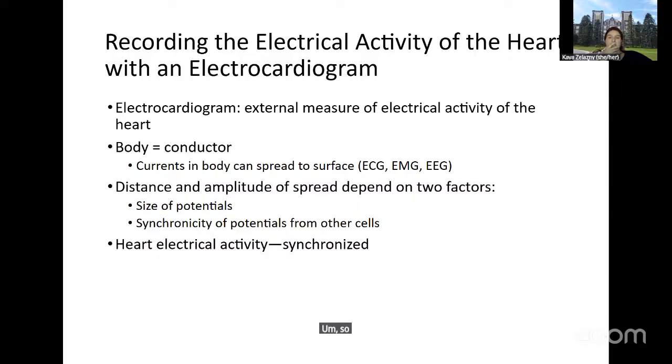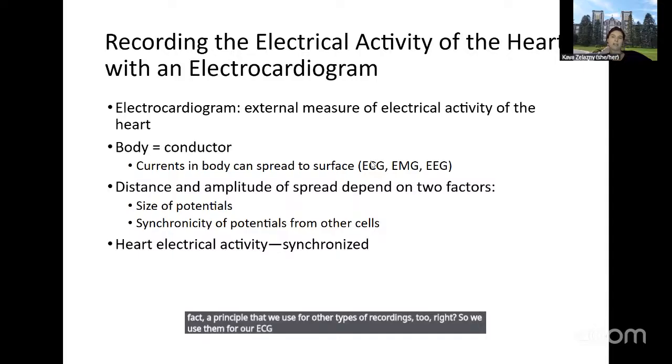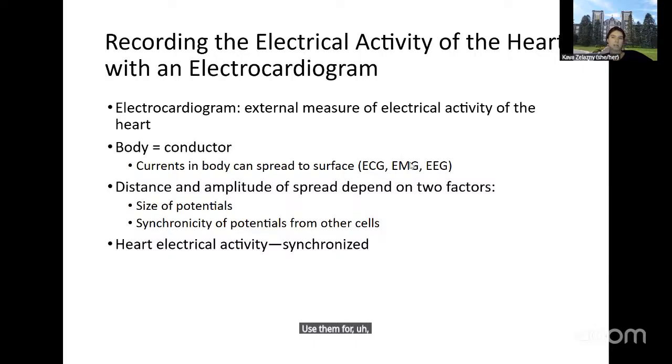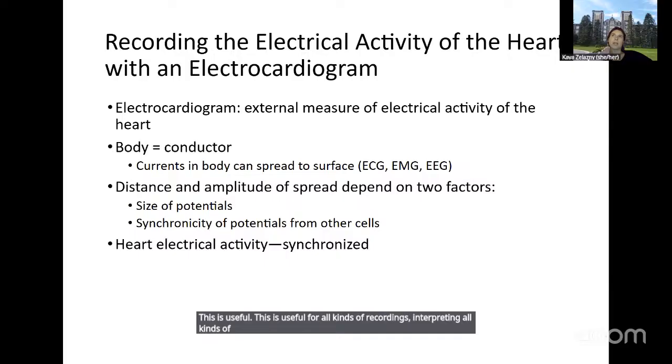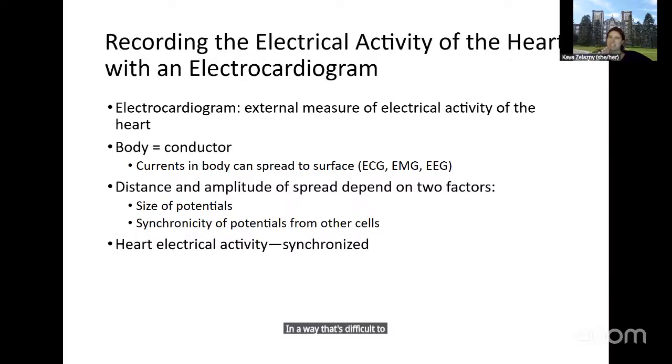So they can spread to the surface, and this is a principle that we use for other types of recordings too, right? So we use them for ECGs or EKGs, measuring heart function. But you'd also use them for measuring muscle. You also use this for measuring brain waves. This is useful for all kinds of recordings, interpreting all kinds of function, a way that we can understand what's happening inside the body in a way that's difficult to physically see, but we can figure out by doing some math.